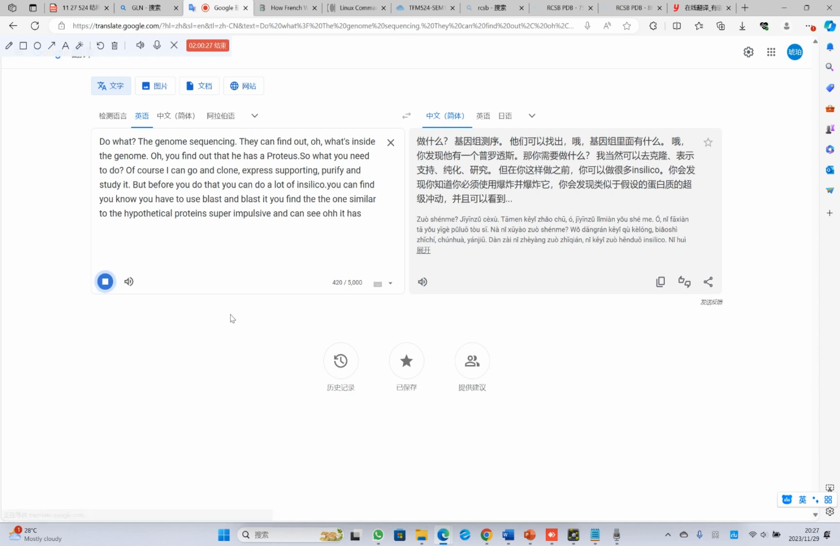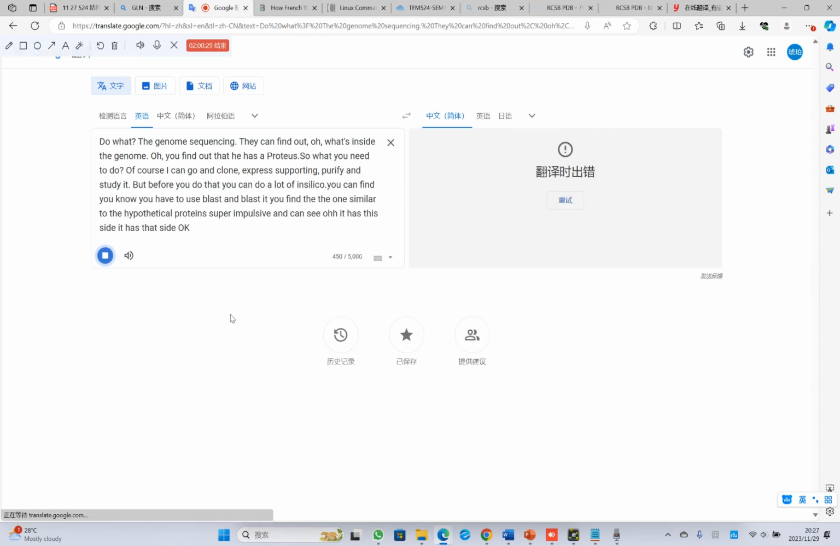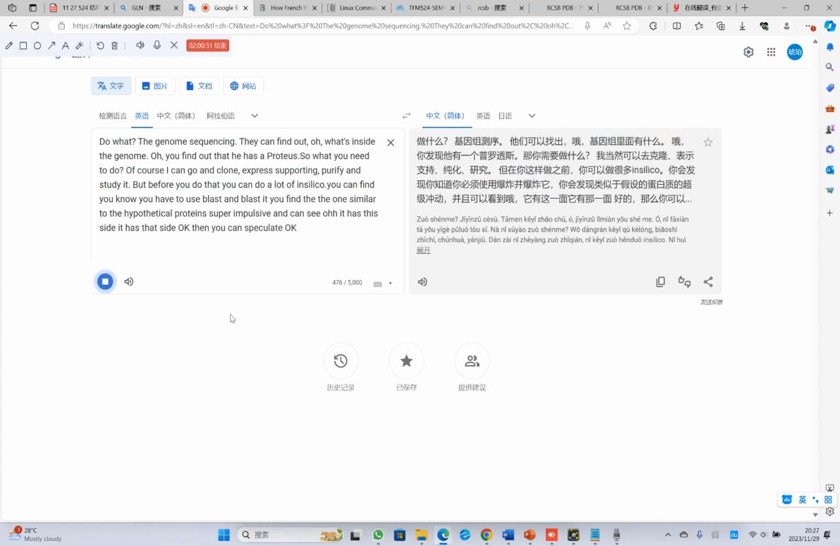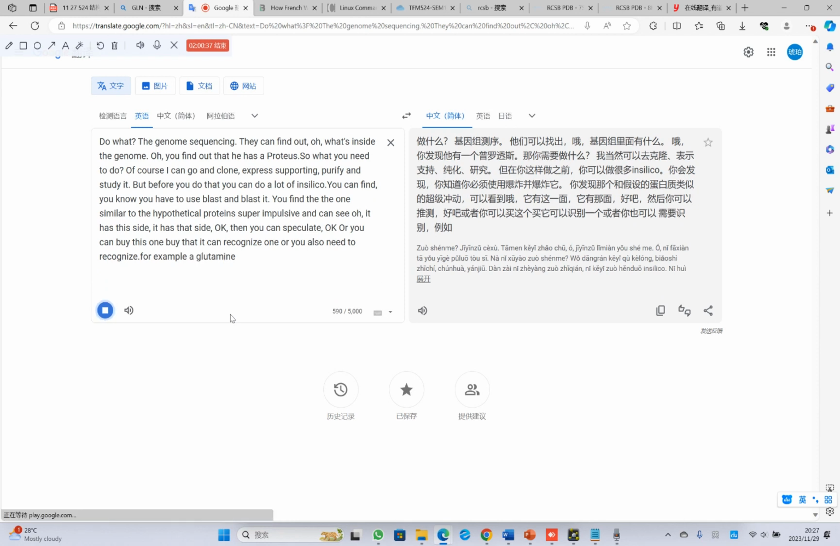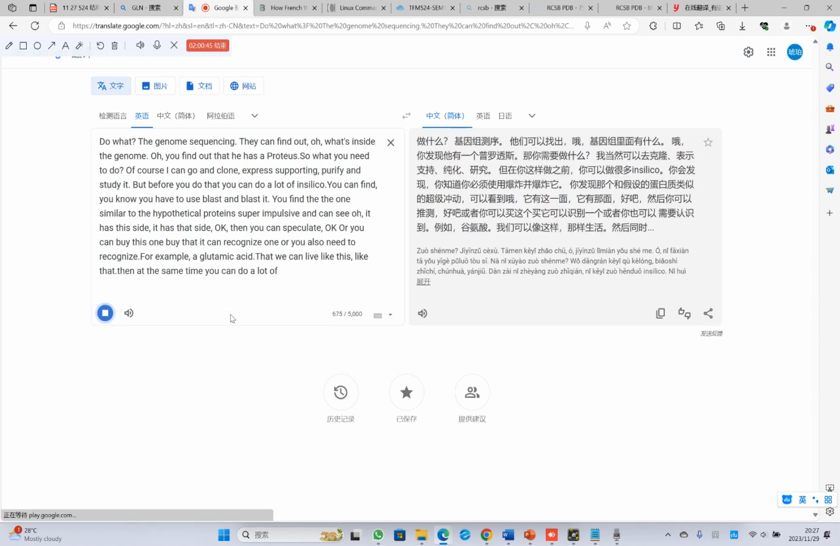Oh, it has this side, it has that side. Then you can speculate, oh, it can bind this one, bind that. It can recognize one. Oh, you also need to recognize, for example, a glutamic acid. Then you can click like this, like that. Then at the same time, you can do a lot of things.